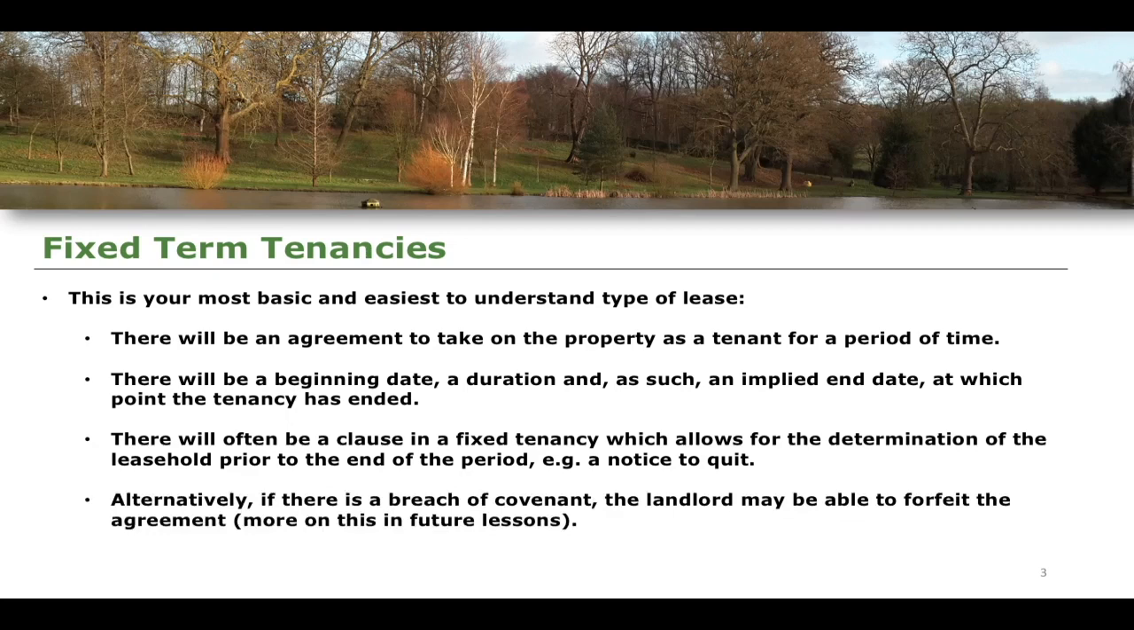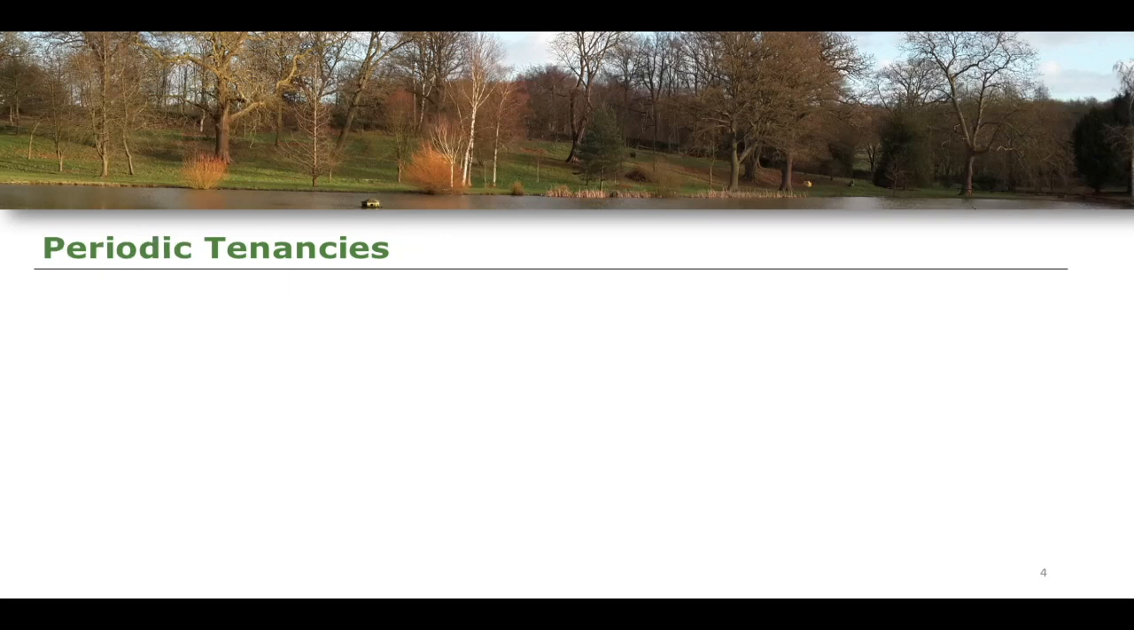Alternatively, if there is a breach of a covenant, we'll get to what covenants are in future lessons, the landlord may be able to forfeit the agreement through the process of forfeiture. We'll get to how this works when we look at termination of the leasehold estate in a future lesson.